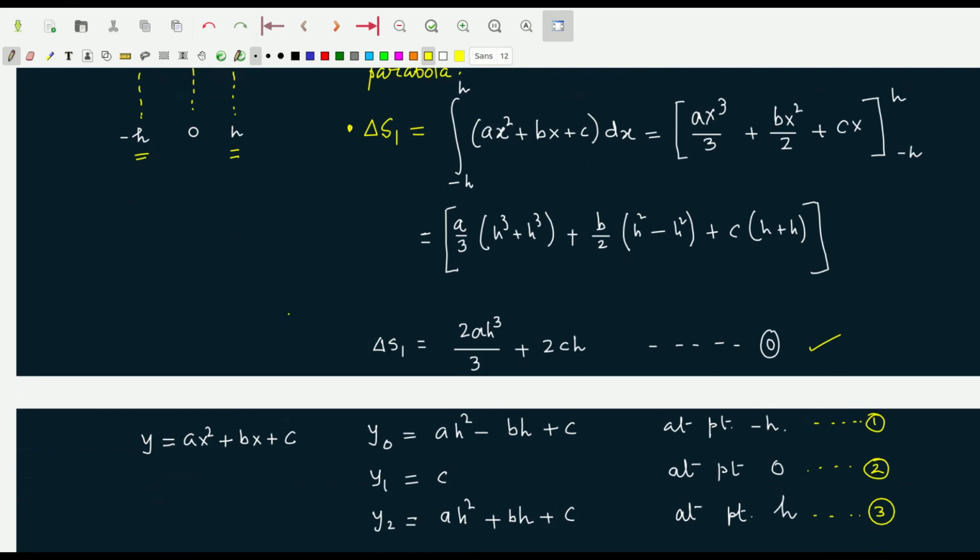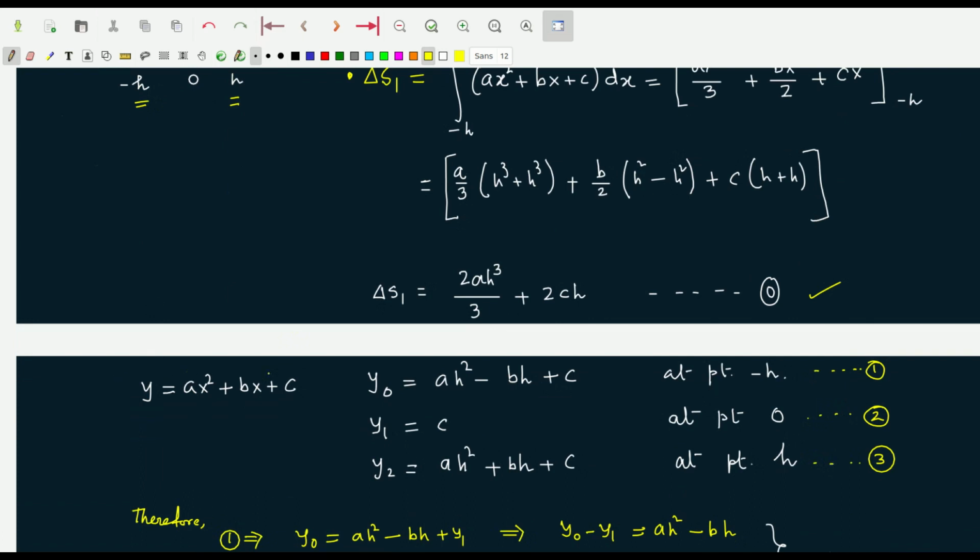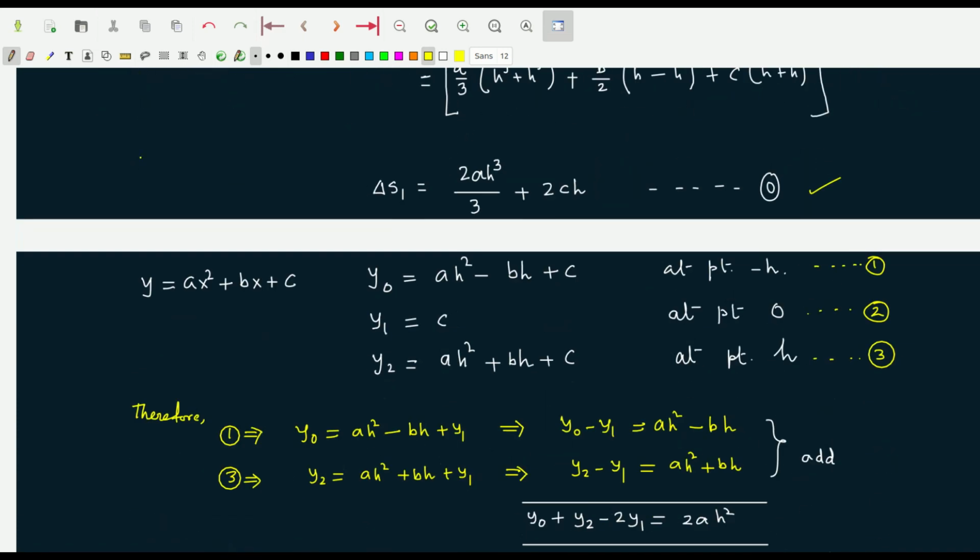Now we use the boundary conditions. Here my equation is y equals ax square plus bx plus c. At the point minus h, the left side of the curve, which I am calling y naught, the value of x is minus h, so y0 is ah square minus bh plus c. At the midpoint x is 0, so y1 equals c, and this is my equation 2 and this is my equation 1. And y2 is ah square plus bh plus c at the right point, at point h.